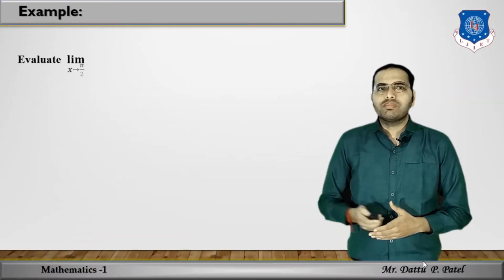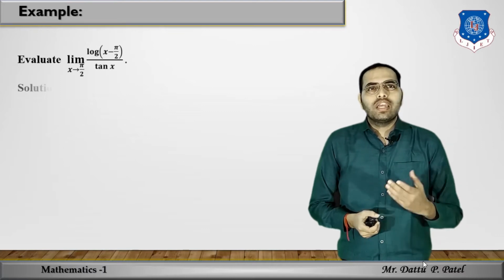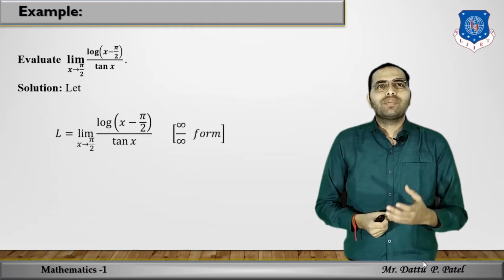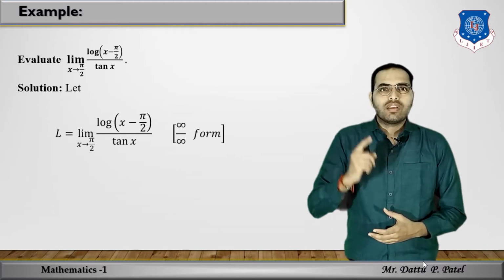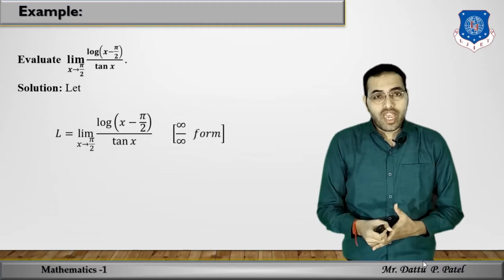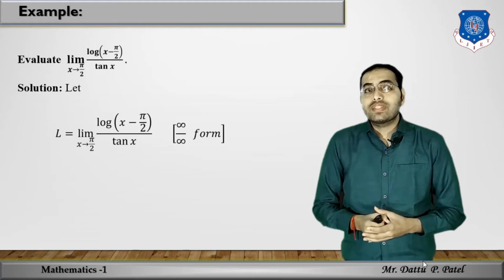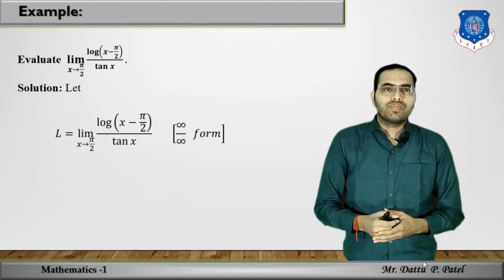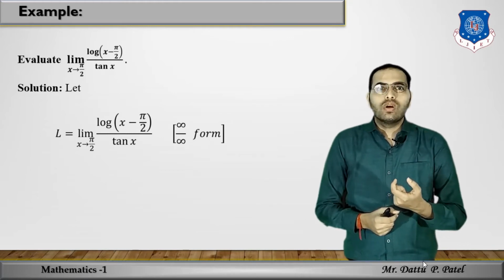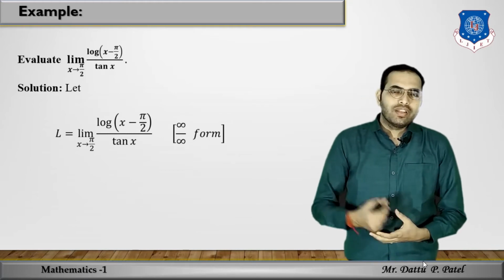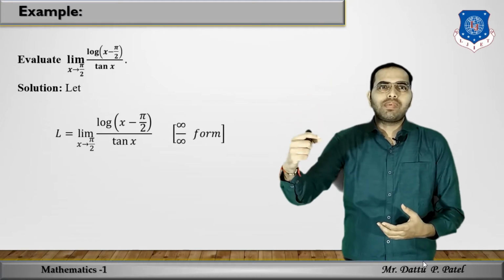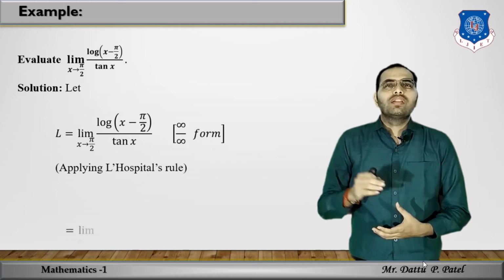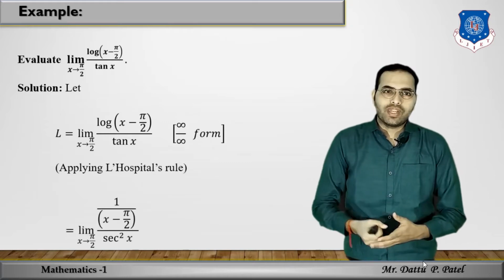Let's see an example based on the infinite by infinite form. Limit x tends to pi by 2, log of x minus pi by 2, divided by tan x. Firstly, we have to check which form is satisfied. Applying x as pi by 2, pi by 2 minus pi by 2 is 0, then log 0 is infinite. So the numerator is infinite. Tan pi by 2 is also infinite. Then it is the infinite by infinite form, so we have to apply the L'Hopital rule.